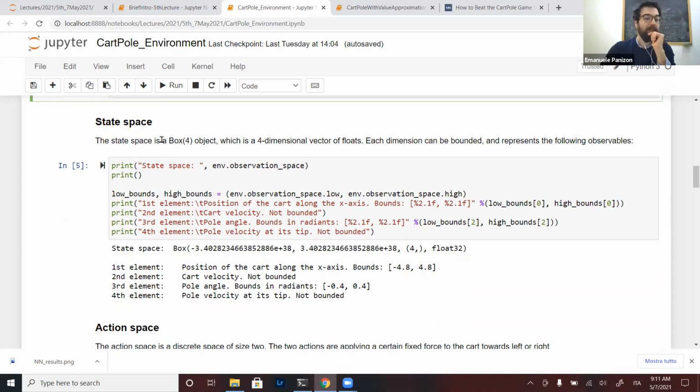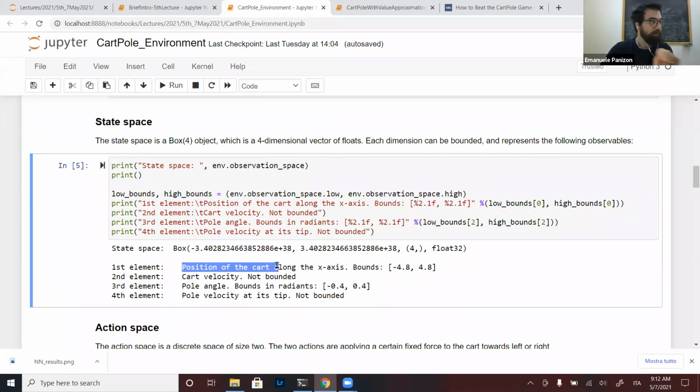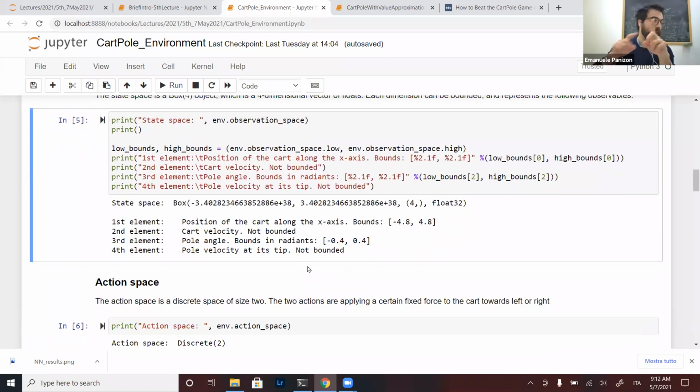In particular, it's a box for object, but it just means that it's a four-dimensional vector of real numbers. These real numbers are as such. The first one is the position of the cart, and the second is the velocity of the cart. The third element is the angle of the pole with respect to the vertical, and the fourth is the pole velocity at the tip. So basically the first two are for the cart, the second two are for the pole.